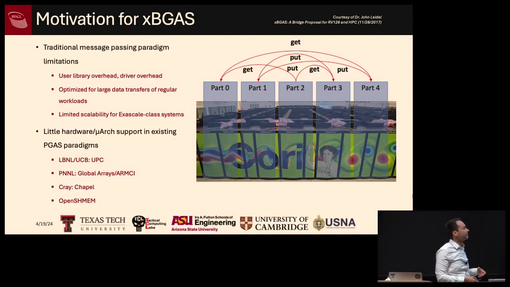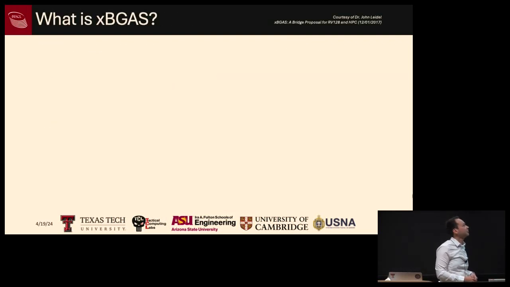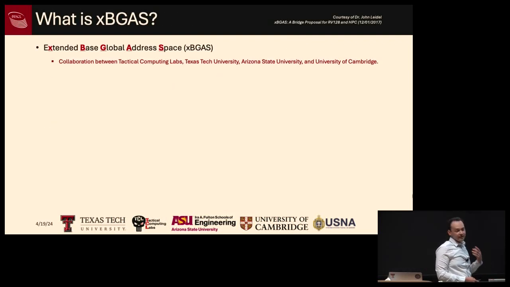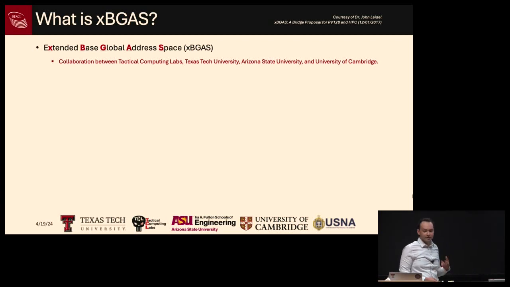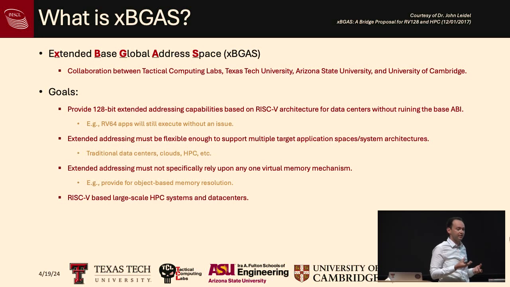And there have been some software paradigms, PGAS paradigms, that have been in use to support such distributed memory systems. What xBGAS originally aimed to do was to extend the base global address space on RISC-V by using 128-bit pointers, where the lower 64 is just the regular addressing, and the higher 64 is responsible for encoding the remoteness. This project is based on RISC-V.